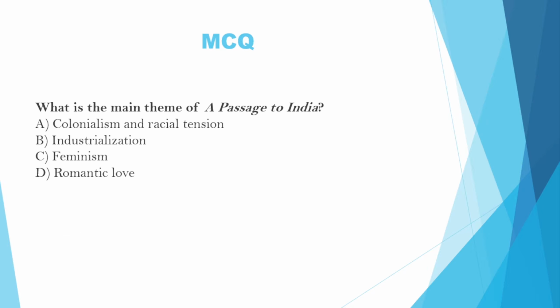Next question is, what is the main theme of A Passage to India? Option A colonialism and racial tension, option B industrialization, option C feminism, option D romantic love. The correct answer is A, colonialism and racial tension.